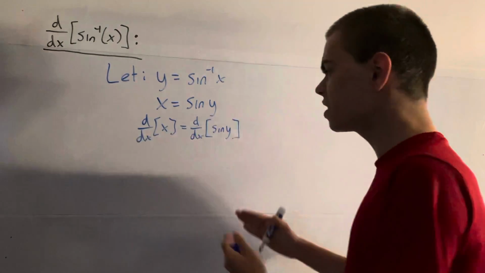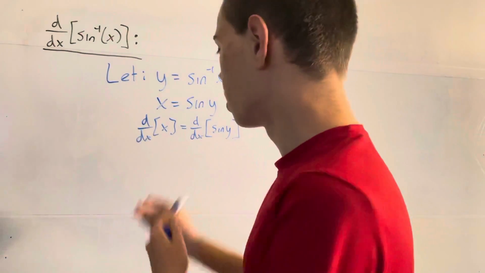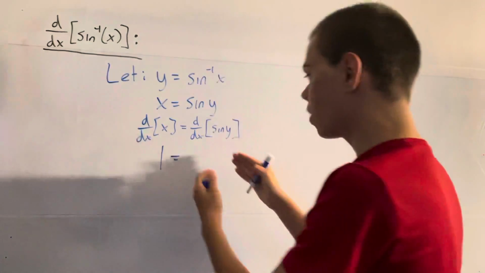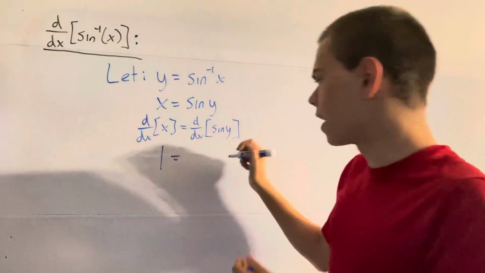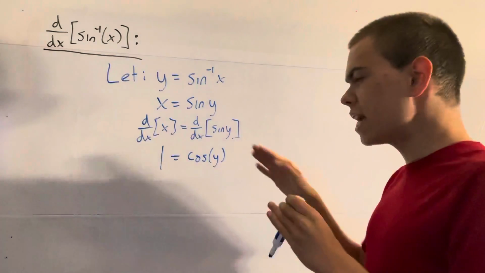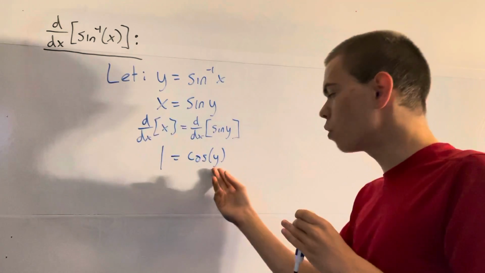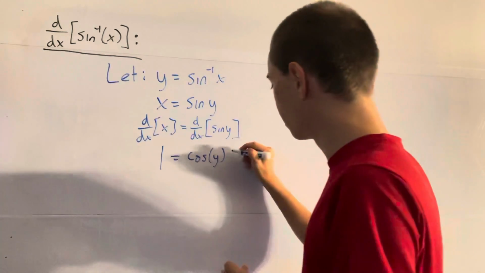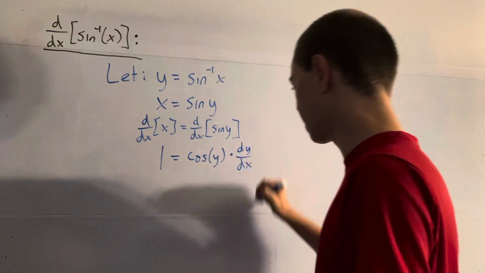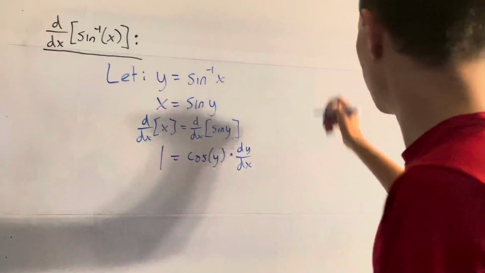Right, and so once we've done this, we're first going to start out by solving the left side of the equation. For the left side, the derivative of x is just going to be 1. For the right side, the derivative of the sine of y is just the cosine of y, except we're taking the derivative of this with respect to x. So we're going to have to multiply by the derivative of y with respect to x, right? Because this is just the chain rule. So dy over dx, right?